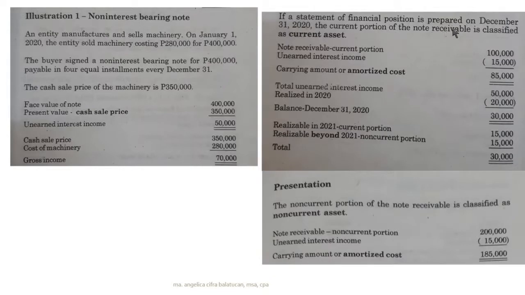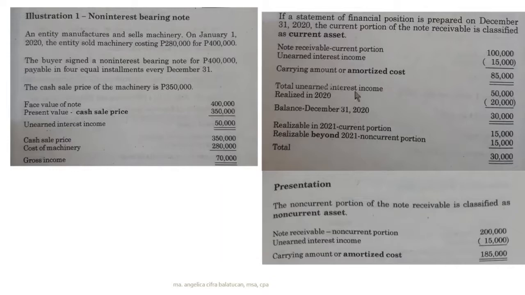So if the statement of financial position is prepared on December 31, 2020, the current portion of the note receivable is classified as a current asset. Okay, so this is the note receivable, current portion. Why is it 100,000? Because next year, there would be 100,000 that is collectible in the next 12 months. Isn't it that there is a collection every year? So, 100,000 per year. So, 100,000 is the current portion. And then next year, we will collect that 15,000, so that's why 15,000 is placed here. So, the carrying amount or the amortized cost would be equivalent to 85,000. That's for the current asset.